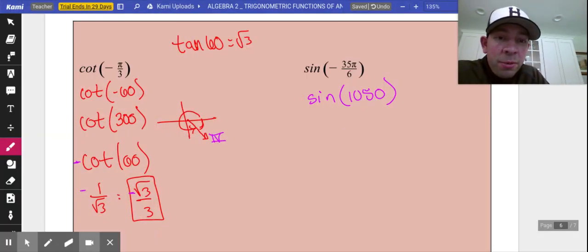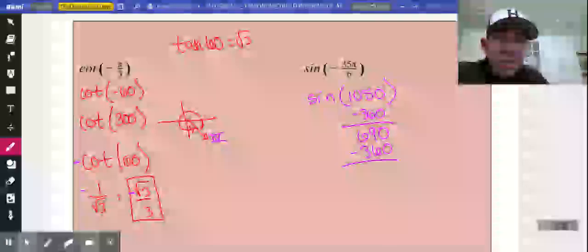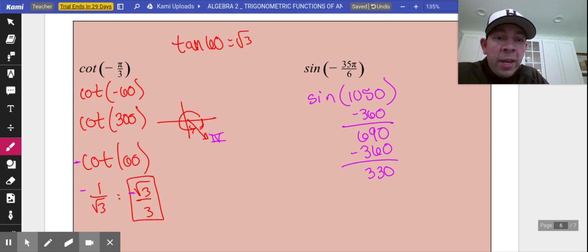So I'm going to subtract 360. Oh my gosh, that's going to give me 690, I think. Still way too big, right? Subtract 360. That's going to give me 330. Okay, now we're in that interval. This is your coterminal angle.